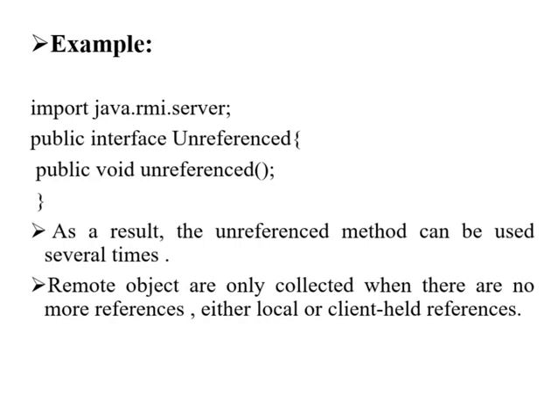It may be passed to a remote call or returned to clients as long as a local reference to the remote object exists. The reference is added to the remote object's reference set by the process that receives it. The remote object's unreferenced method will be called when the reference set becomes empty. As a result, the unreferenced method can be called several times, each time the set becomes newly empty. Remote objects are only collected when there are no more references, either local or client-held references.